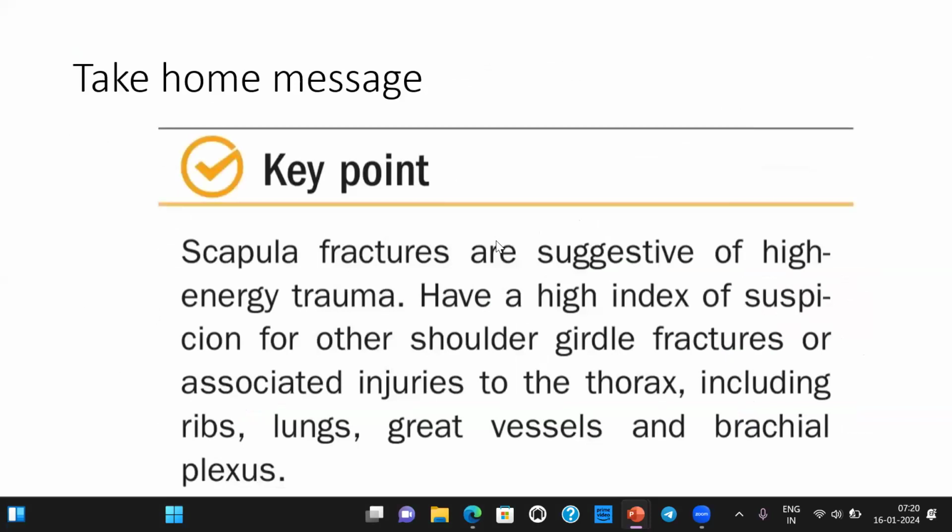So the take-home message of this presentation is that scapula fractures are suggestive of high-energy trauma, so have a high index of suspicion for other shoulder girdle fractures and associated injuries to the thorax, including ribs, lungs, great vessels, and the brachial plexus. These are more important injuries and can be life-threatening also. So these injuries have to be given priority and screened first in the emergency room, and all the injuries are to be documented, and the patient has to be treated as a whole.